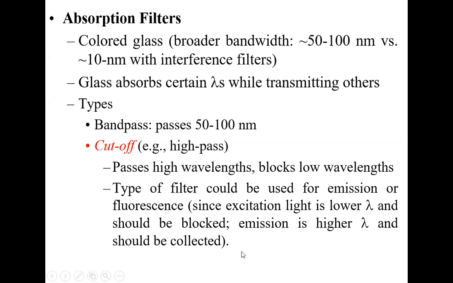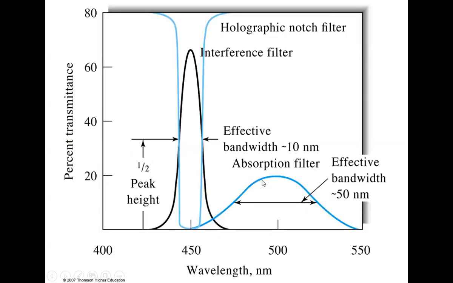So they are useful for fluorescence measurements because the excitation light is usually lower and should be blocked, and the emission is at a higher wavelength and should be collected. They block the lower wavelength. All right, so we have talked about the band pass filters and the high pass or cutoff filters.